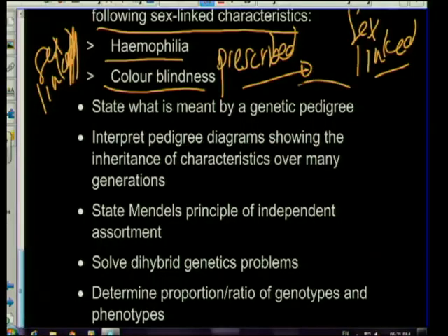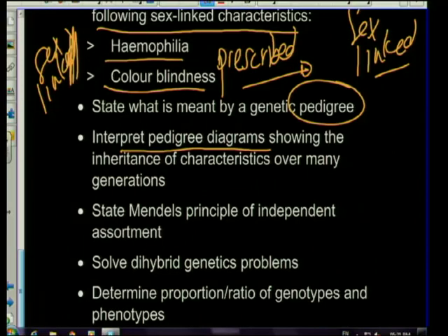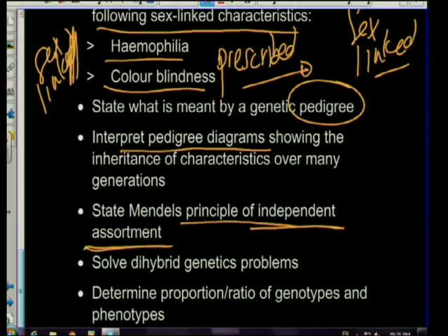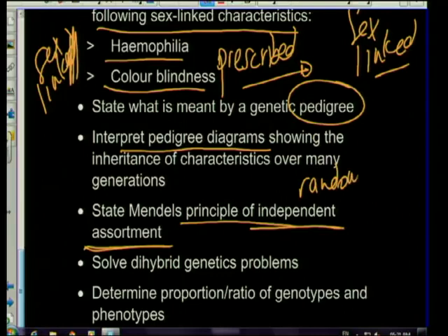You must know what is meant by a pedigree diagram, and you must be able to deal with a pedigree diagram. In other words, you need to interpret a pedigree diagram. Further, you must be able to state Mendel's principle of independent assortment. Remember, in the first segment of genetics, you learned the law of dominance and you learned the law of segregation. Now, we are talking about another law called the law of independent assortment. Do not confuse this with a random assortment. A random assortment we talk about in meiosis.